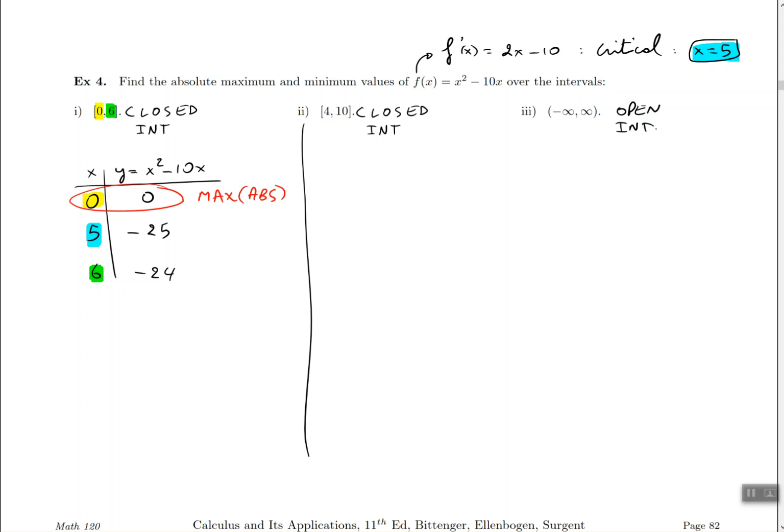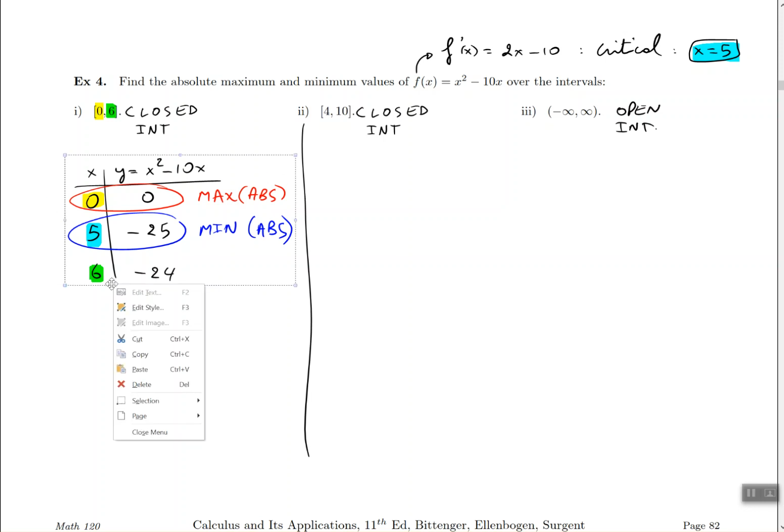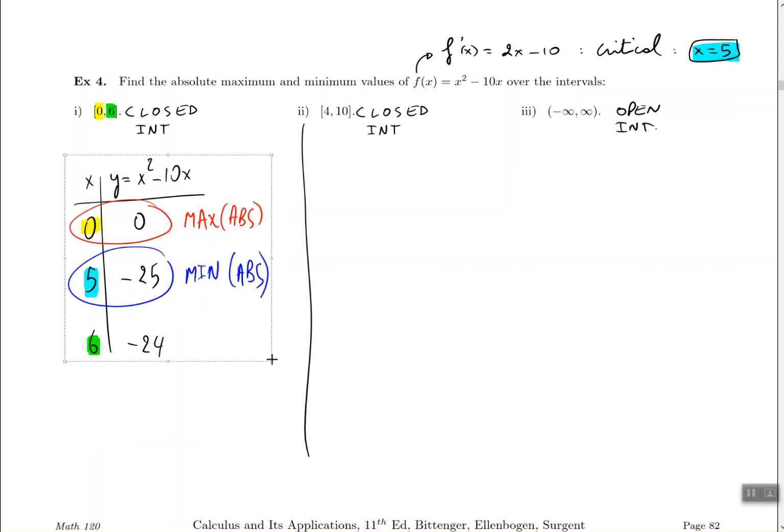The one with the smallest value is negative 25, so this one is going to be called the minimum. The minimum happens at 5, and the value of it is negative 25. That's how we usually call these things. Let me make this a little bit bigger, and that's basically the end of the problem.